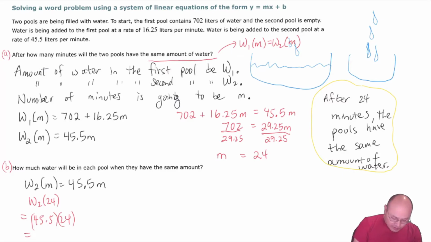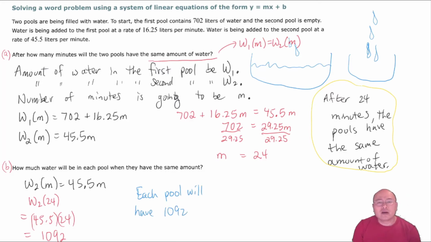Feel free to use your handy dandy mathematical microwave called a calculator. And we get 1092. Now that's not 1092 gallons. Make sure you get your units right. Let's say each pool will have 1092 liters. And there you go.